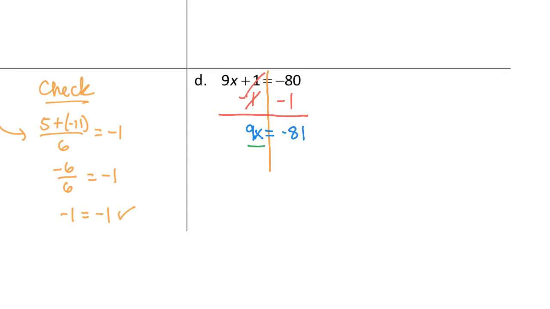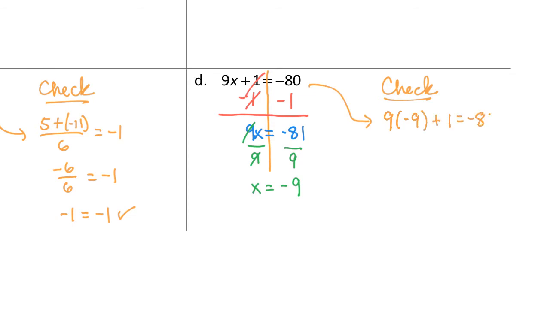Now I can do my division. So divide 9 from both sides. The 9s cancel, becoming 1. And it looks like I get x equals negative 9. When we check it, I take that original problem, 9 times negative 9 plus 1 equals negative 80. So I get negative 81 plus 1. And I think hopefully you can see that's going to be checking out very easily.